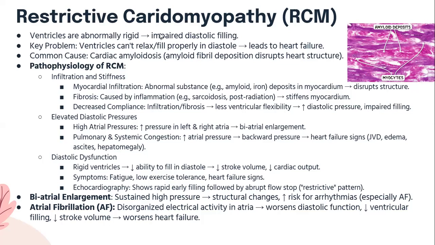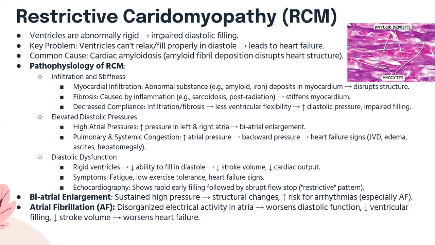So the most common cause of RCM, restrictive cardiomyopathy, especially in non-tropical countries, is cardiac amyloidosis, which is the deposition of amyloid fibrils that interfere with the normal cardiac structure and function. So let's look at the pathophysiology of RCM.